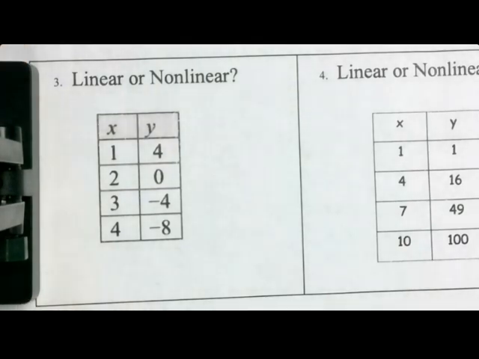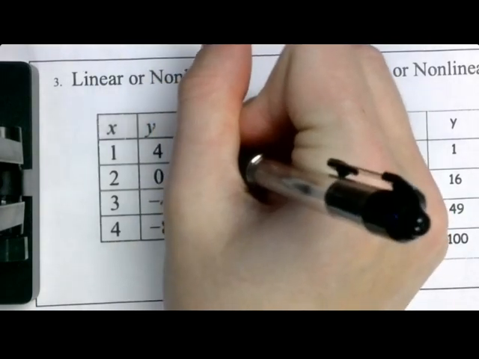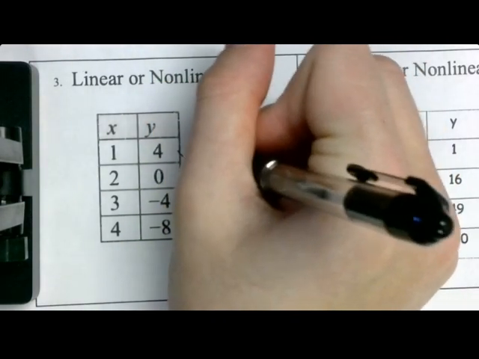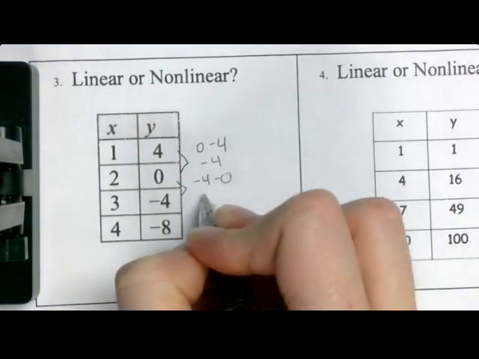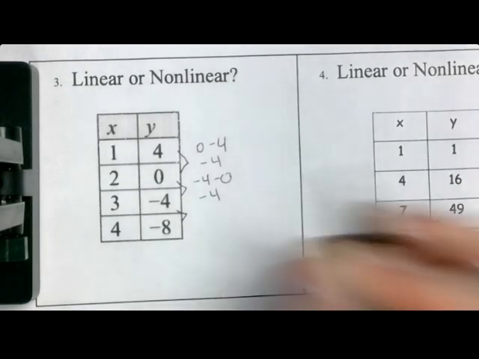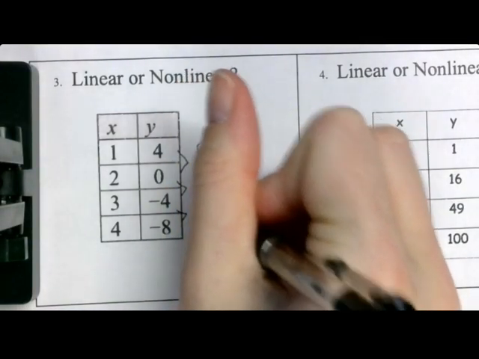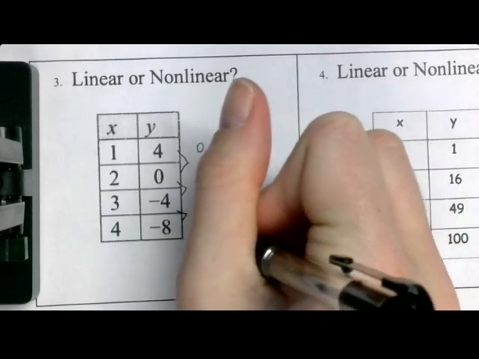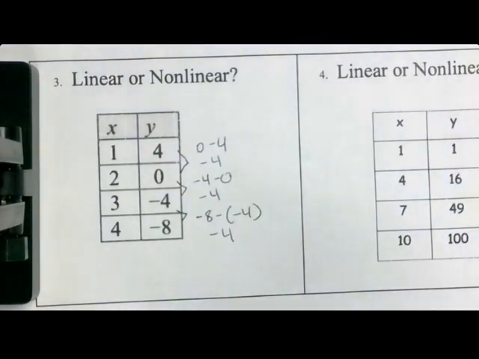Okay? So we're going to do it on the same thing, only our table looks a little bit different, right? So I'm going to do 0 minus 4. What's that give me? Negative 4. I'm going to do negative 4 minus 0. What's that give me? Negative 4. I'm going to do negative 8 minus negative 4. What's that give me? Negative 4. Okay, so those are the same.